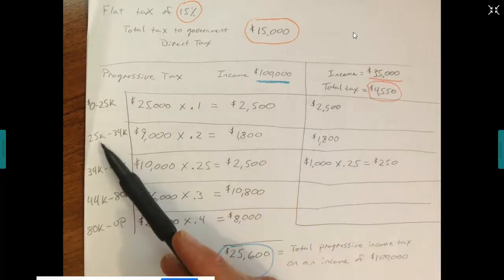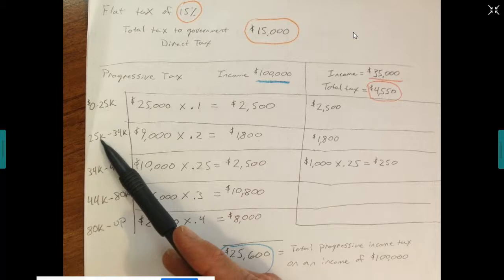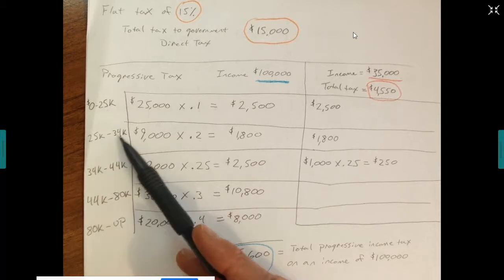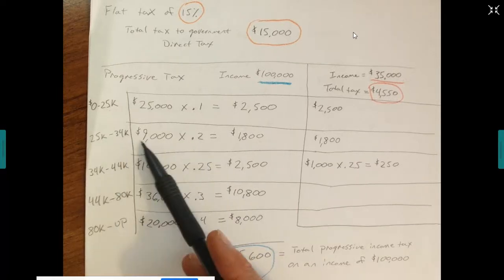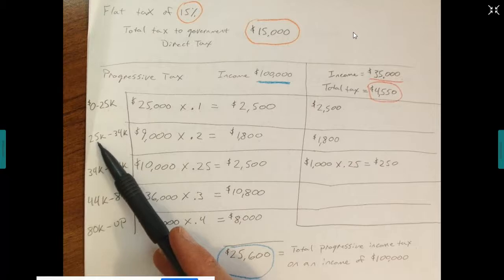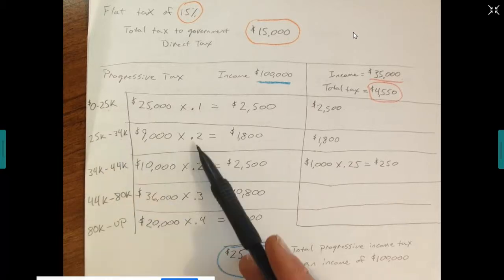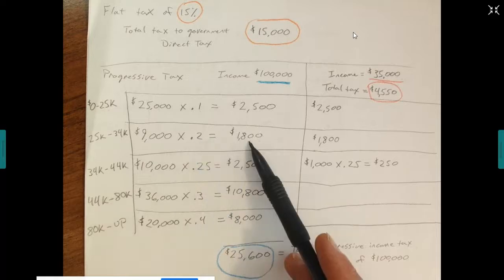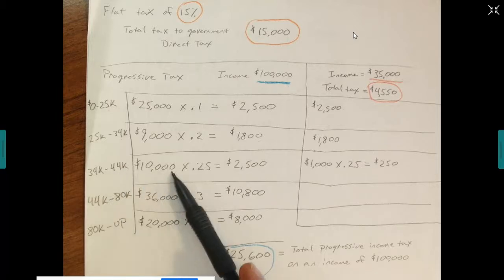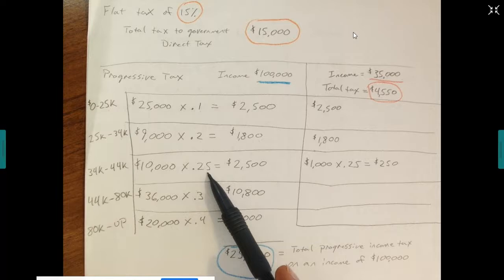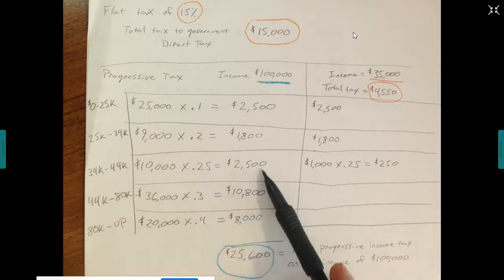The taxes of $25,000 to $34,000, that bracket right there is going to be taxed at a rate of 20%. So for the $9,000 that exists between 25 to 34, being taxed at a rate of 20% brings in another $1,800 in taxes that we must pay. In the next bracket, the incomes between 34 and 44, that $10,000 is being taxed at a rate of 25%, or $2,500. But again, we make more than $44,000.